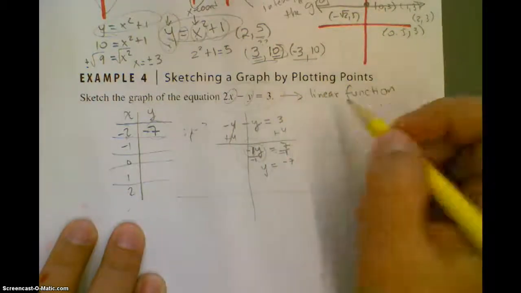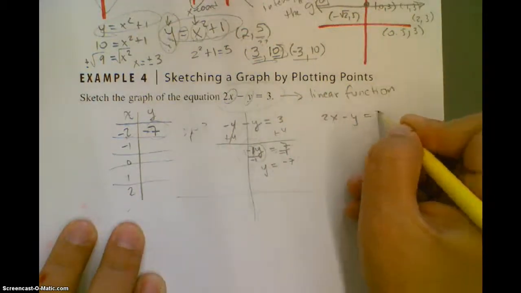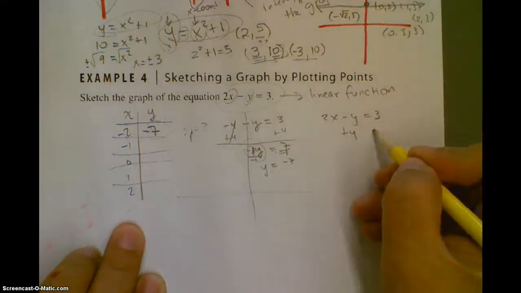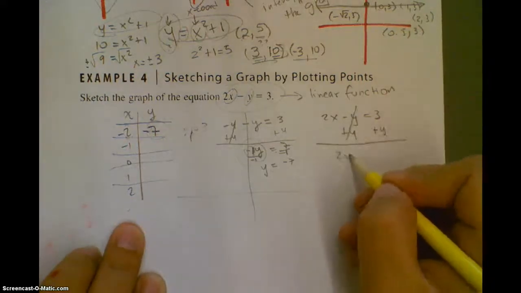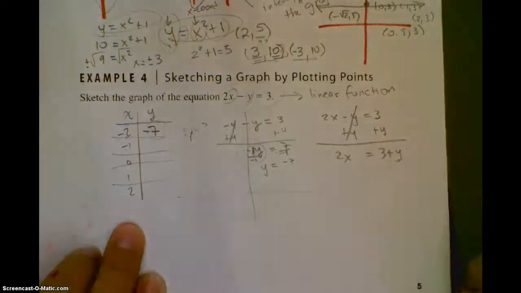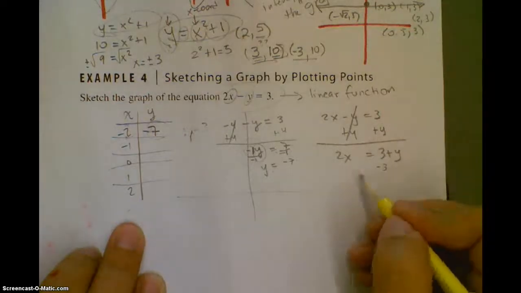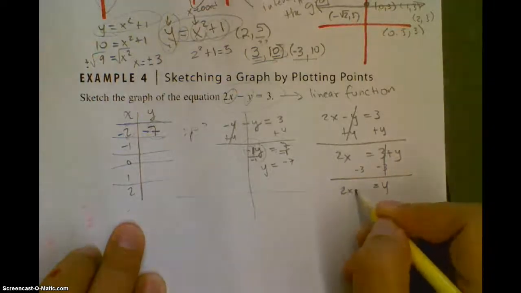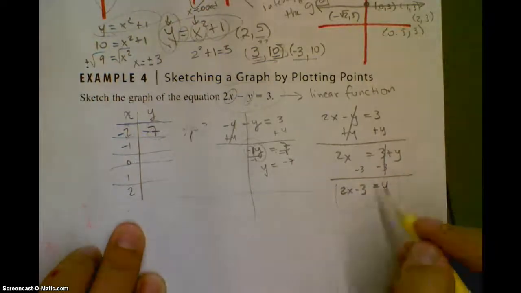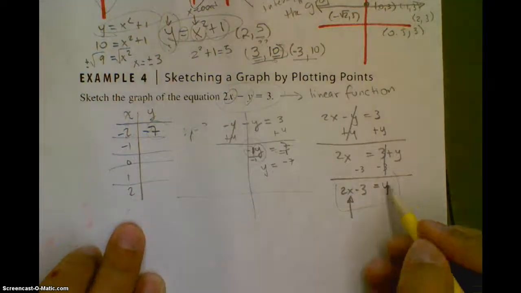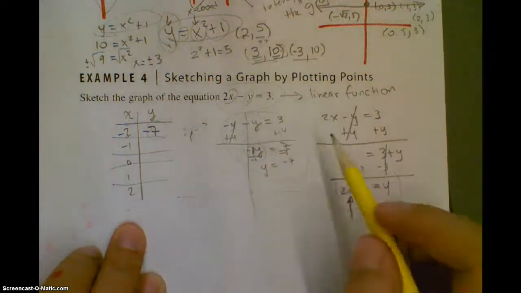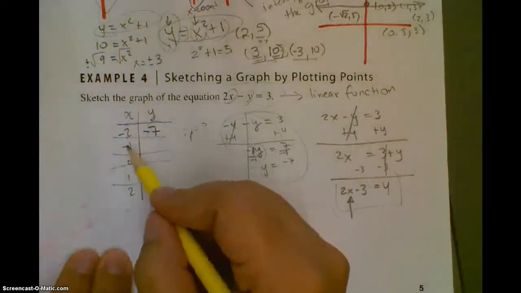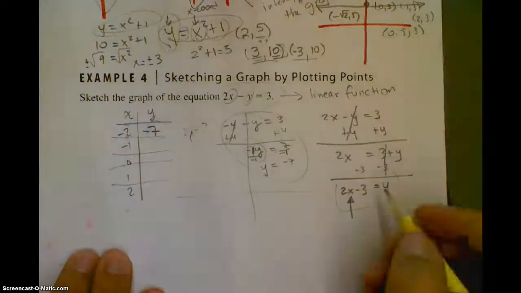So how do I solve for y? The fastest thing for me to do is add y to both sides, and then I want to get rid of this 3, so I subtract 3 from both sides. So I have y equals 2x minus 3. Now it's a lot simpler for me to replace values of x and find out how much y is, rather than solving an equation over and over again. So once I solve for y, replacing x is a lot easier.